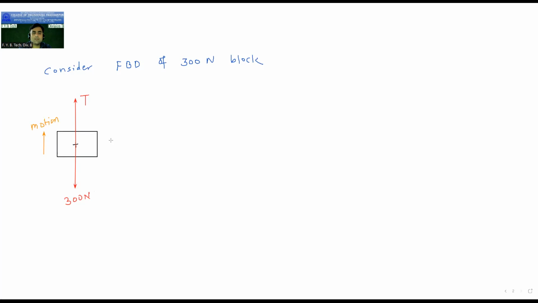Inertia force is in the downward direction, opposite to the direction of the motion. Inertia force आणि frictional force हे नेहमी मोशनच्या डायरेक्शनला अपोजिट येणार.